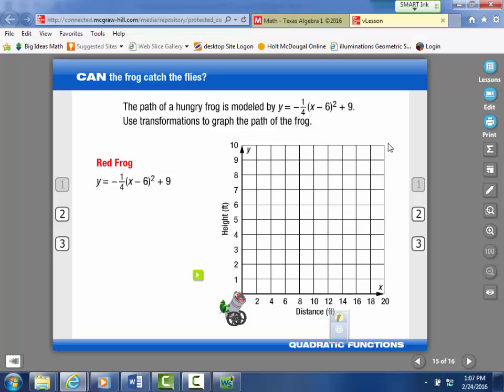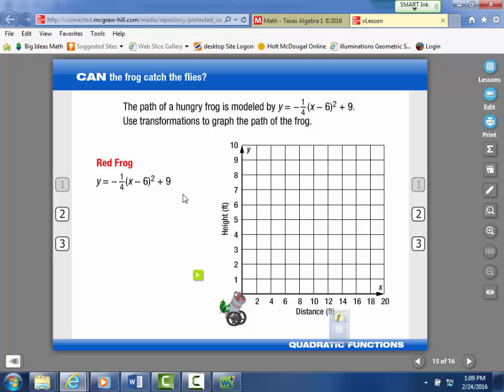So the path of the frog is modeled by this equation now, so they've changed it up a little bit. Can the frog catch the flies? Okay. If I didn't want to go through that whole process again of finding the axis of symmetry and plotting points and then graphing over, I could use the idea of the transformations to create this graph, right?